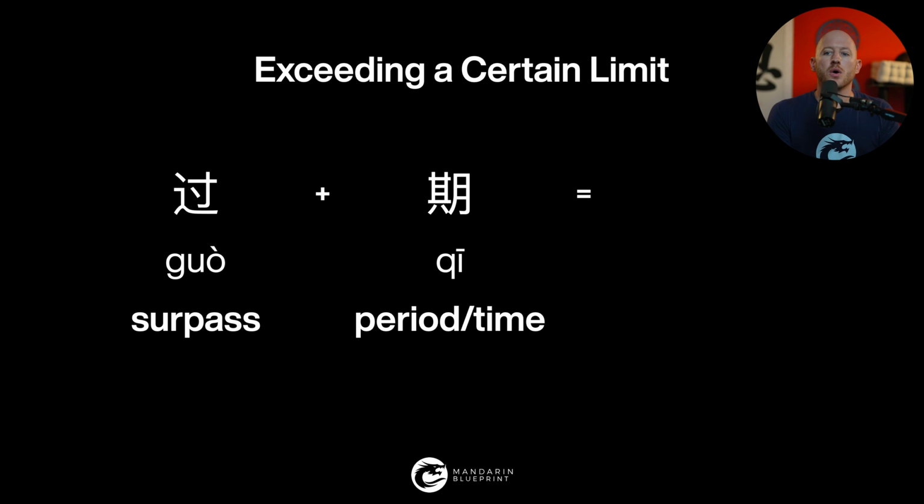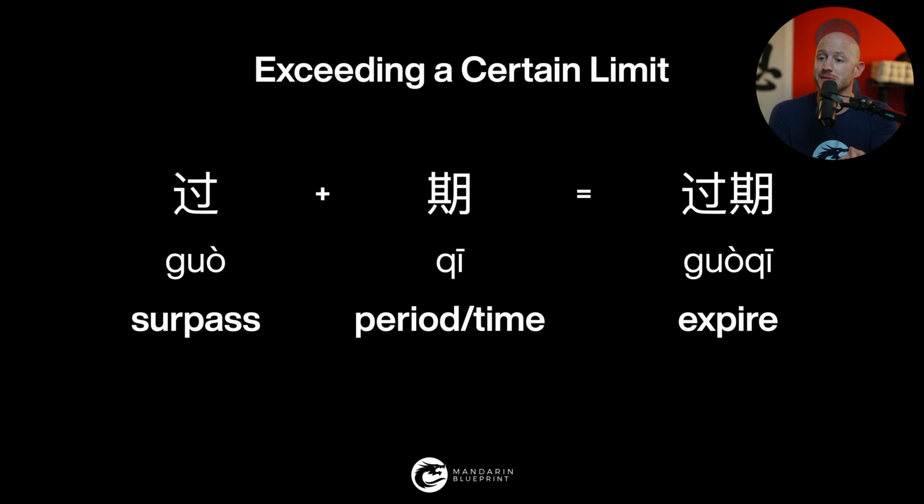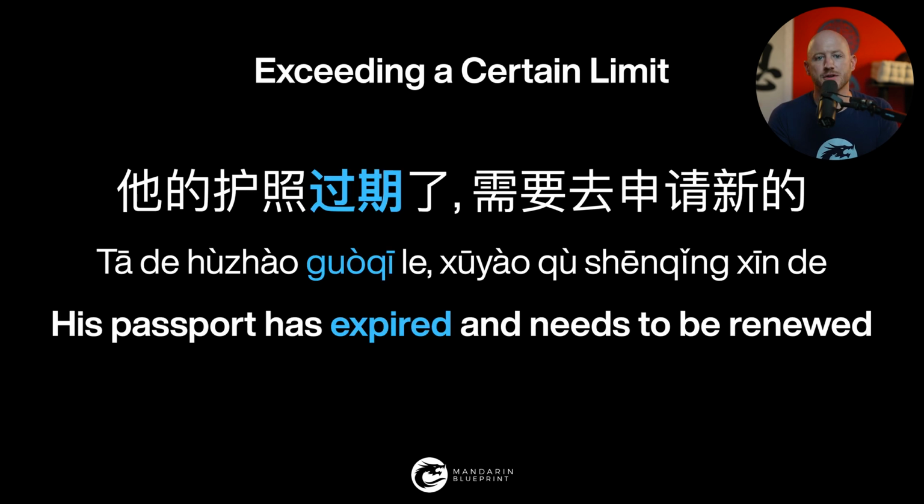For example, 过期, surpass a period of time. What do you think that might mean? Well, expire, 过期. This could be milk, it could be some kind of food that expires, or it could be your passport. 他的护照过期了，需要去申请新的. His passport has expired and needs to be renewed. So you can see here, obvious idea, exceeds the period, so it's expired.